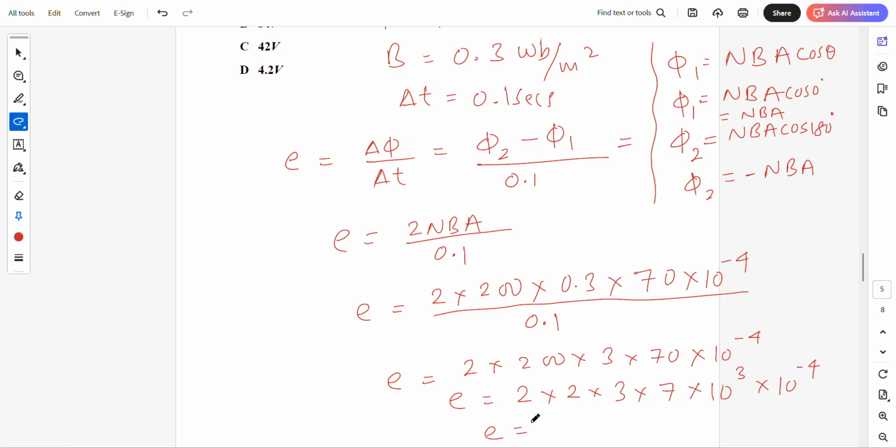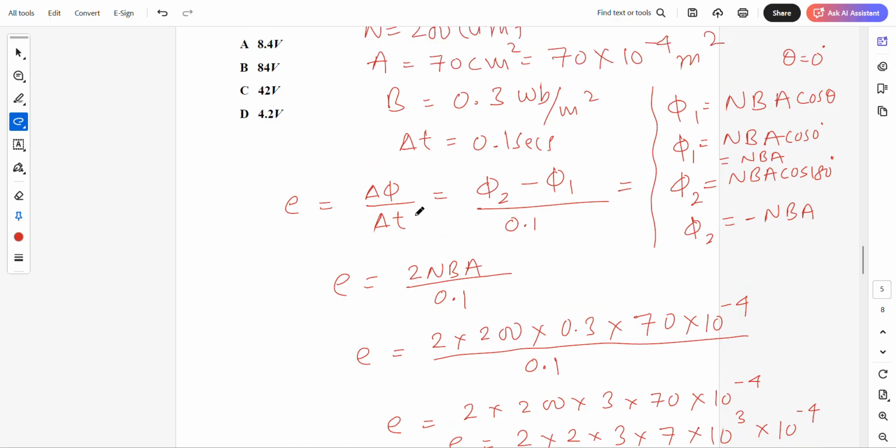Now you multiply 2 into 2 into 3 into 7. This is 84. 84 into 10 to the power of minus 4 plus 3, that is minus 1. That is equal to how much? 84 by 10 is 8.4. 8.4 volts is the right answer. Hope you understood this. Here we are taking the magnitude.